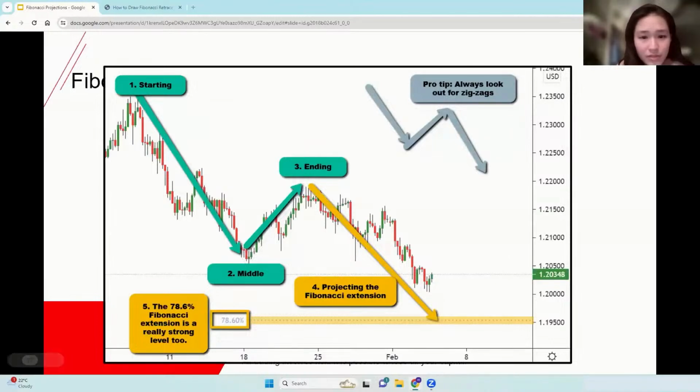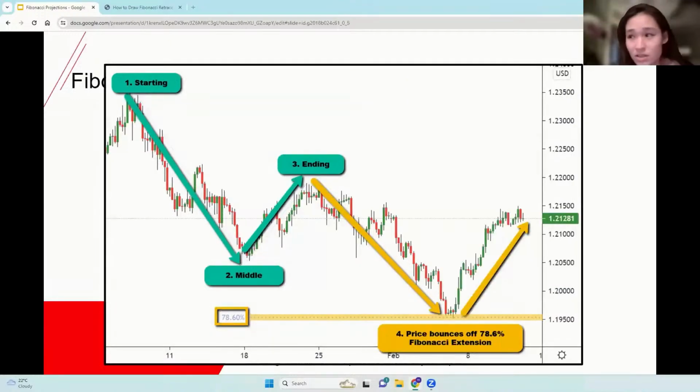Here's another example with a very obvious zigzag shape again. We've drawn out what exactly you should look out for. Take note of the Fibonacci trend line following the market structure closely again, and we're projecting the price to reach this 78.6% Fibonacci extension, so that we can see it rebound off of this level. Let's see how this plays out. You can see that price bounces off this level just as we expected.